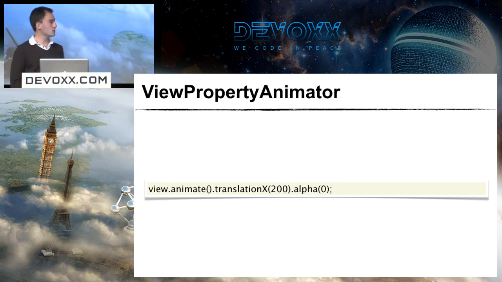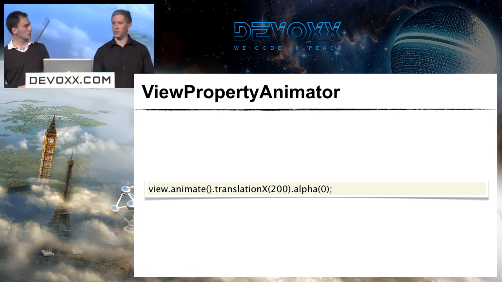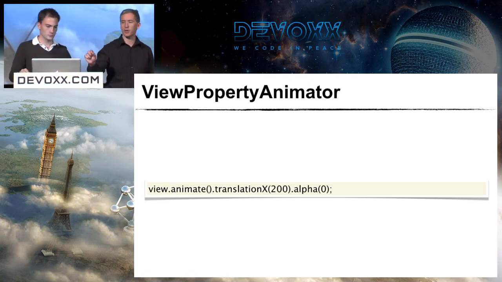So this is how you use it. You call the animate method on the view. This gives you an instance of a VPA. Then you can chain a bunch of method calls. Here we say translationX(200).alpha(0). That means you're going to fade the view out all the way to alpha equals 0 and translate it to the right by 200 pixels. Or is it 2? Is it by or to? I never remember. translationX is to. Okay, yes.